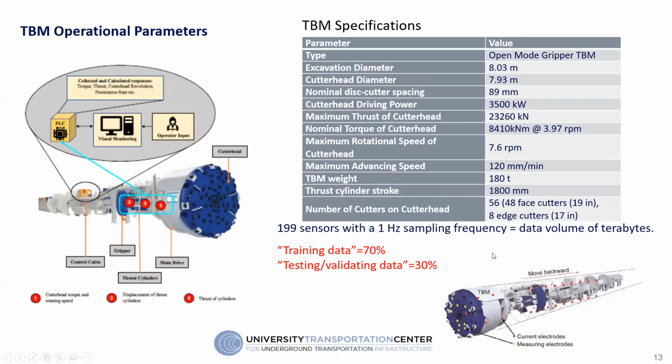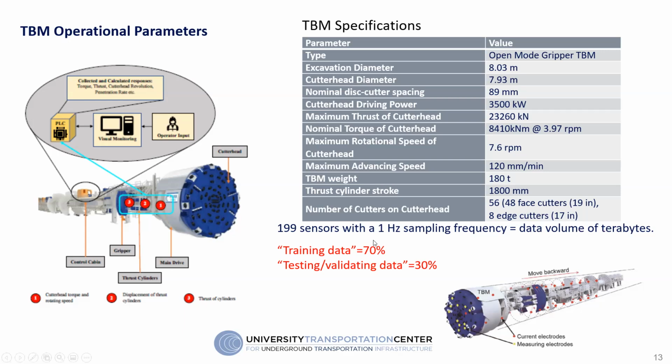Okay, this is the TBM used. This is the data about the TBM. It's an open mode gripper TBM, 8 meters in diameter. These are the different parts. The TBM was equipped with 199 sensors, which are sampled with a frequency of 1 hertz. So it generated terabytes of data.